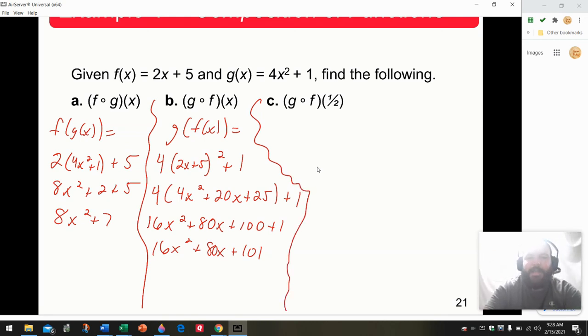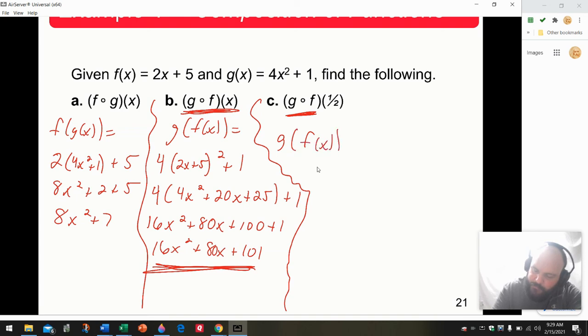Now, the last part asks us to find g of f of 1/2. So it's important that if you have a problem like this, that you know what the function is, g of f. In this case, we did just find g of f. This is the function g of f. So if I write g of f of x, well, let me just write the function first, and then I will substitute that in for you. Whoops, not 100, it's 101. So now I'm going to do g of f of 1/2. So everywhere where there's an x, we're going to go ahead and put a 1/2.